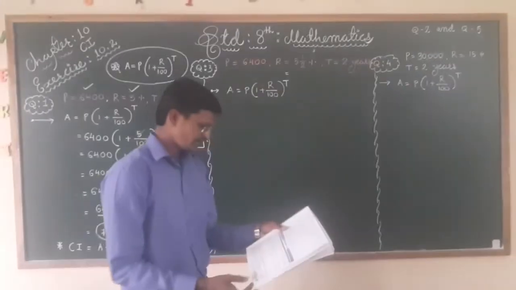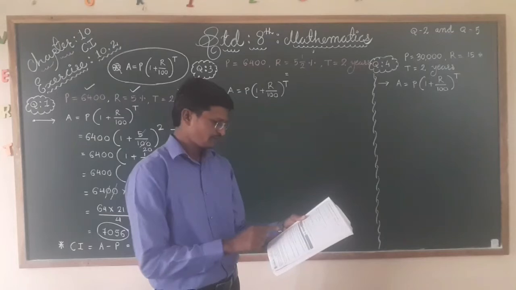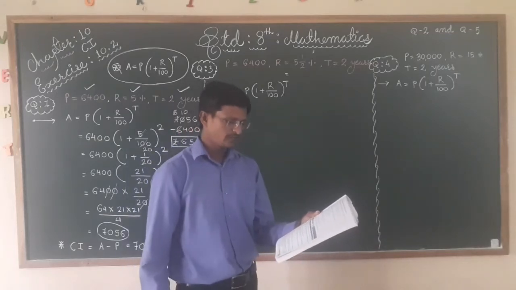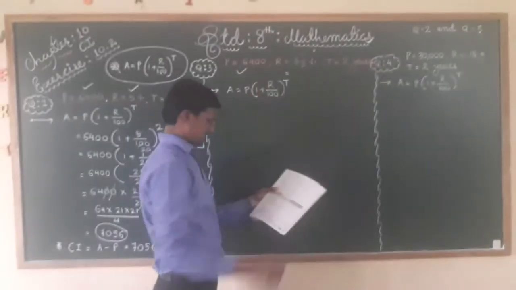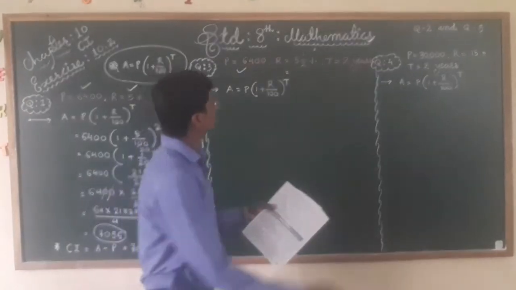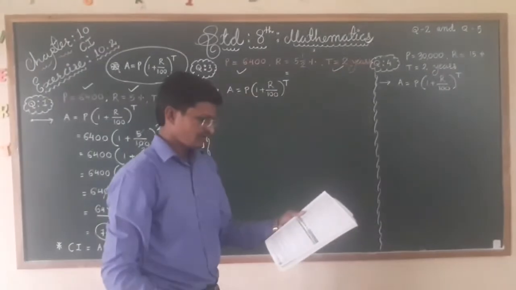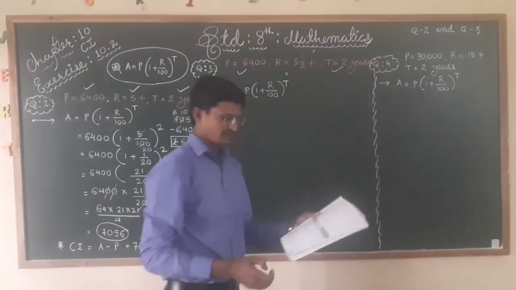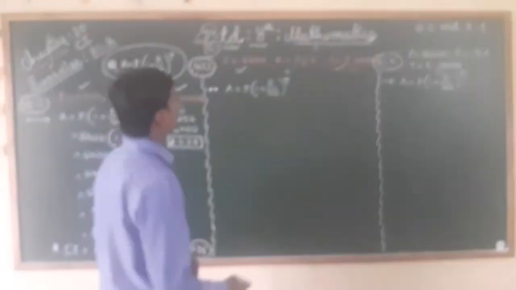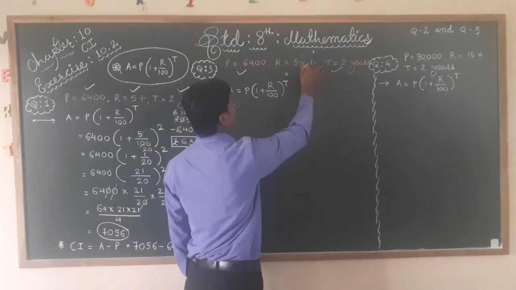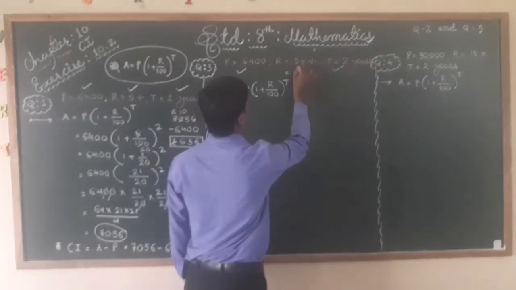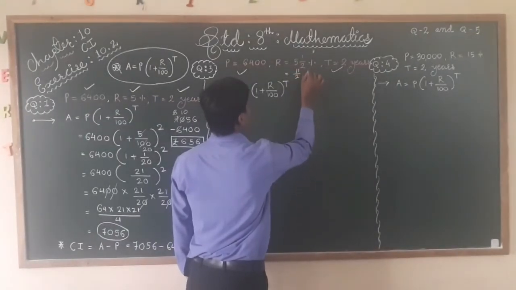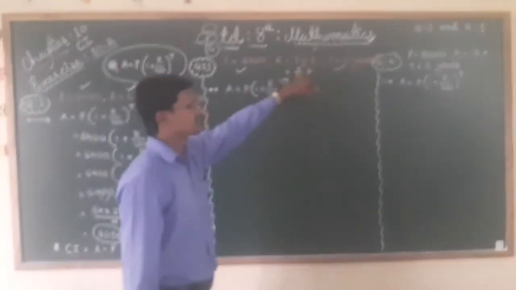Question number 3. The question says, find the compound interest on rupees 6,400 for 2 years at the rate of 5 1/2%. Okay, so that we'll try to solve. Question number 3 we are doing. Now here we can do simplification. 5 times 2 is 10, 10 plus 1, 11. So 11/2% we can use. Simplification we will do, just make it in fraction form.